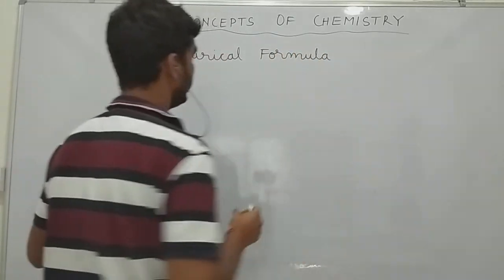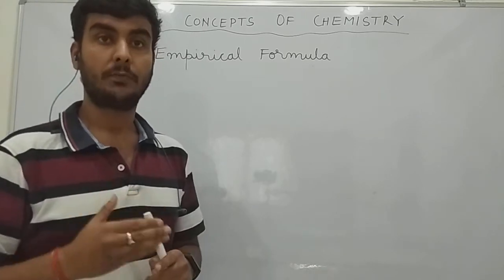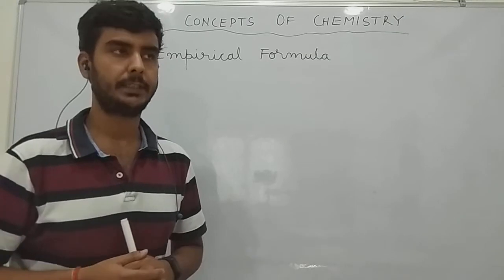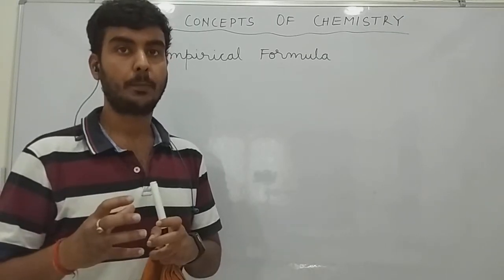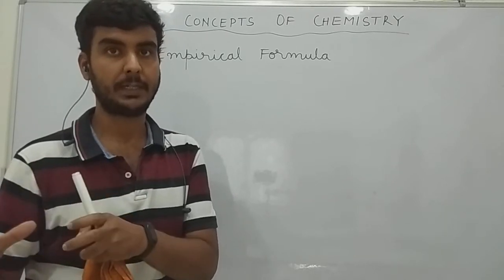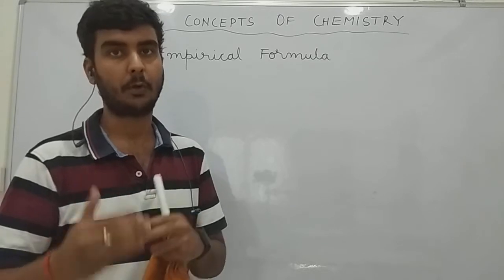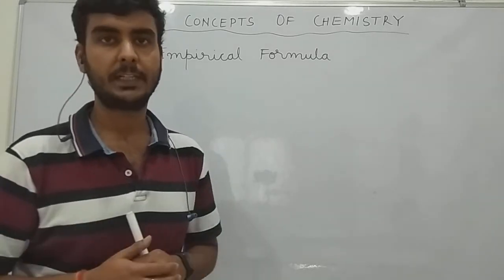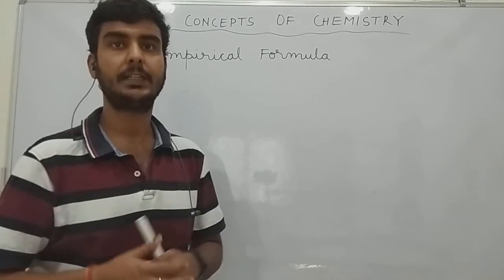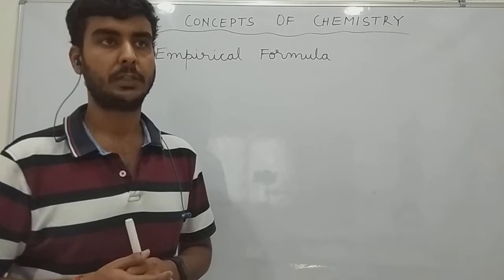So we'll be discussing the method to find the empirical formula of a compound when its percentage composition is given. Now what do you mean by percentage composition? Percentage composition represents the percentage of each element which is present in the compound. Means a compound is made up of different elements. So what percent of each element is present in that compound is represented by percentage composition.